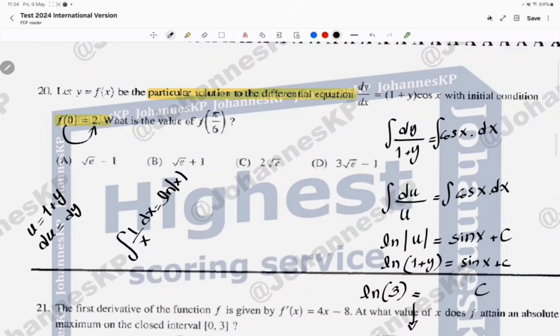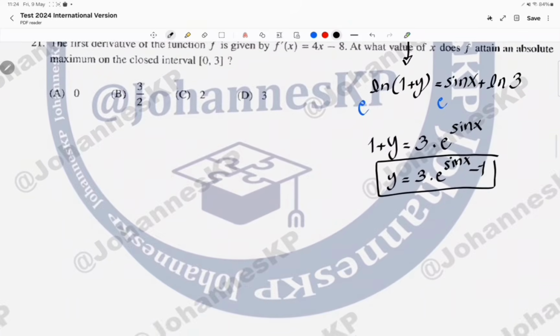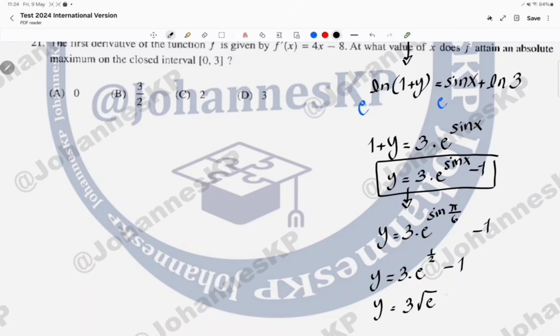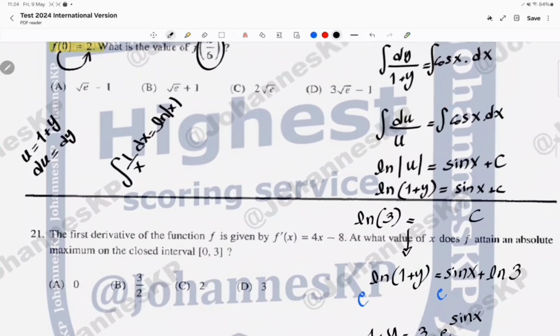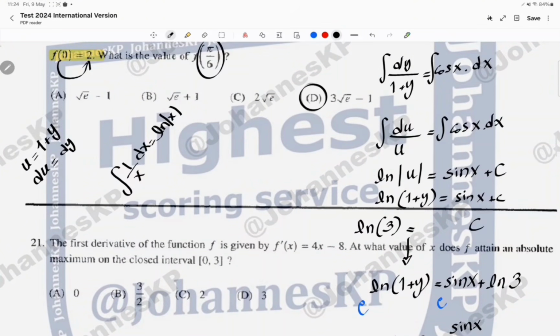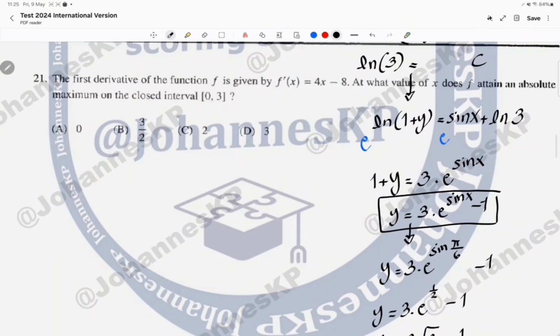Now, they're saying apply pi over 6, right? Yes. So instead of the x, put pi over 6. Do you know what sine pi over 6 is? How much is it? It's actually a half. And that means we have to do e to the power of a half, times 3, minus 1. So d. Good. That was a bit complicated.